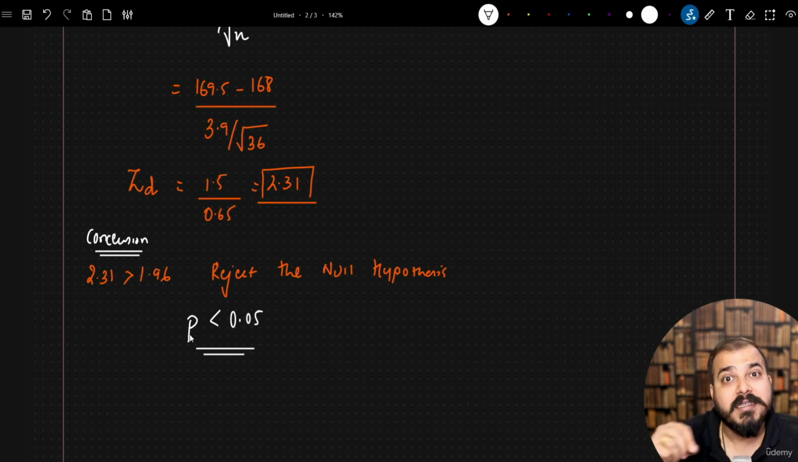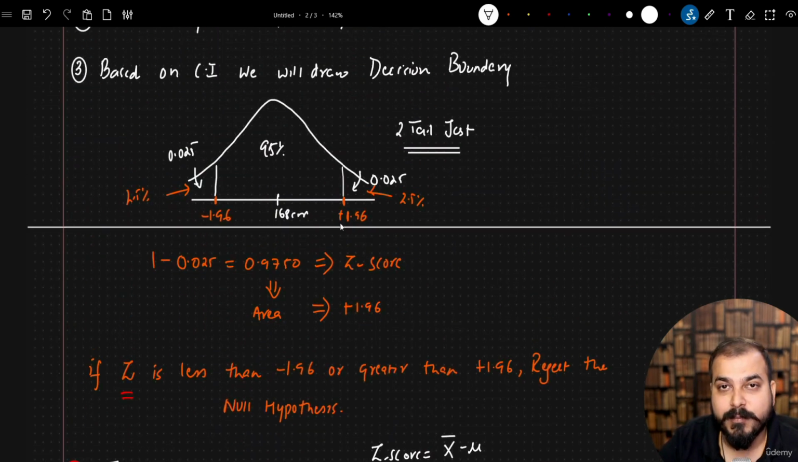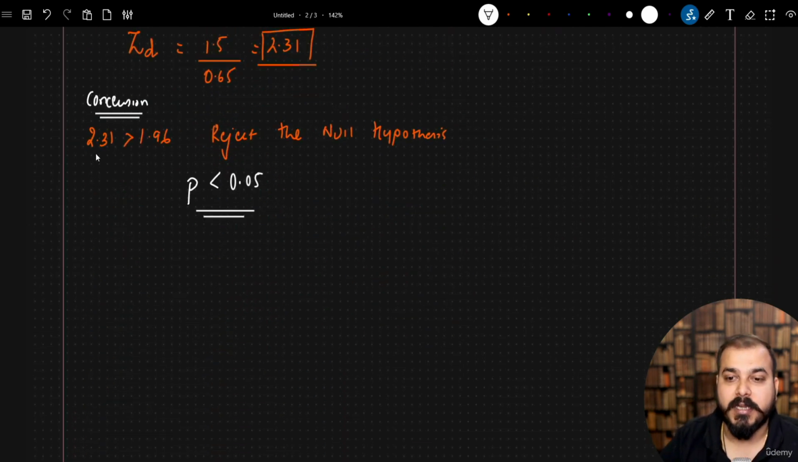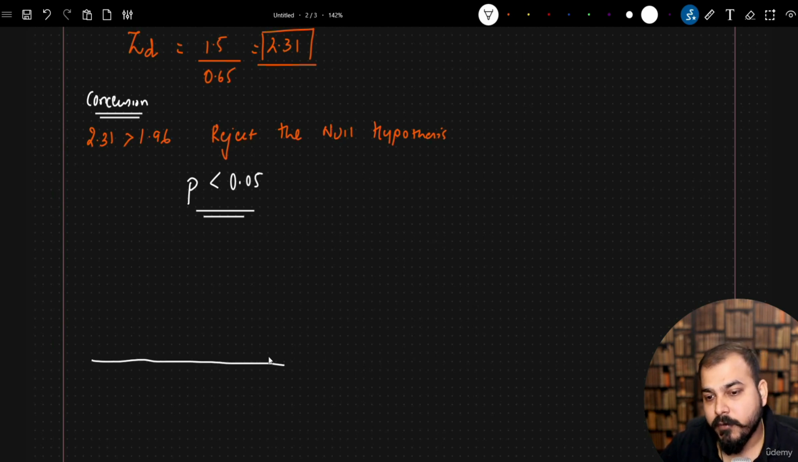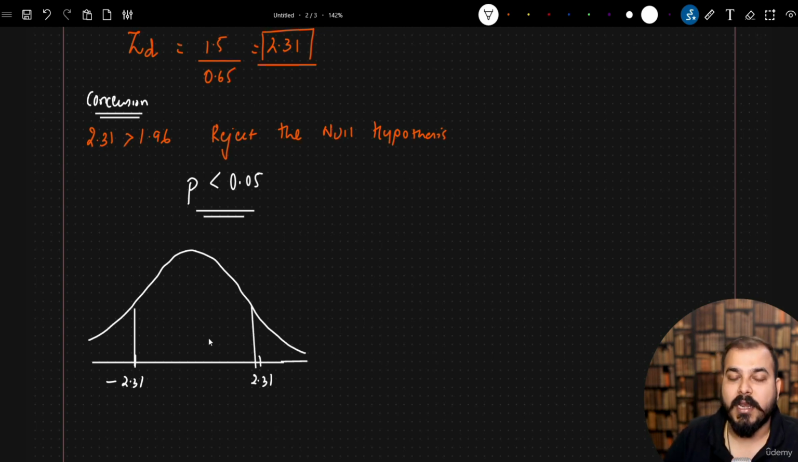But still, I did not get this p-value. How do I compute this p-value? Now we know that initially my Z confidence interval was between plus 1.96 and minus 1.96, right? So I will take up this 2.31 and construct my new graph. This is my 1.96 and this is my 2.31. This will be negative, this will be positive. Now this is what I'm getting with respect to my new calculation. It was not 1.96.